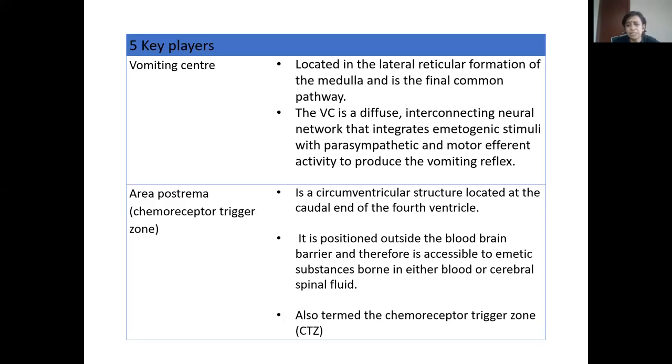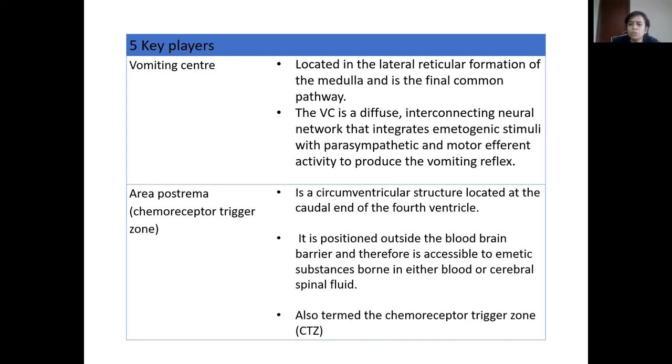Now we'll see them individually. I'm not reading out the interconnecting neural network, but the vomiting center, we know what it is. It is located in the medulla and it is the final common pathway for all the vomiting stimuli. And it has a lot of parasympathetic and motor efferent activities to produce the vomiting reflex.